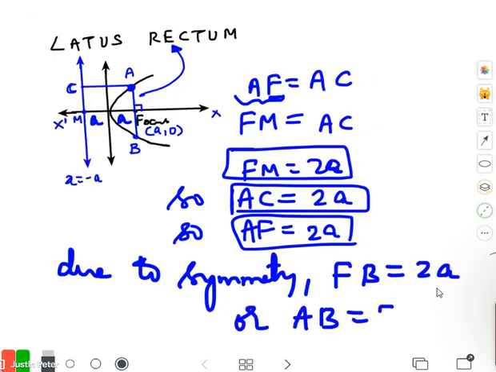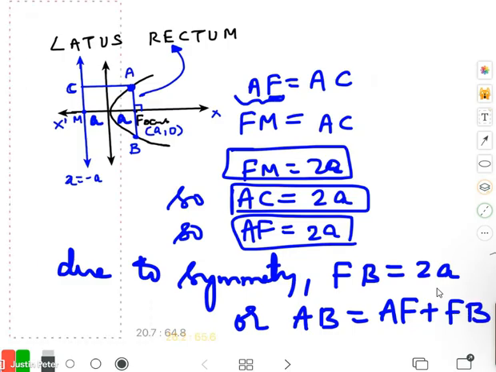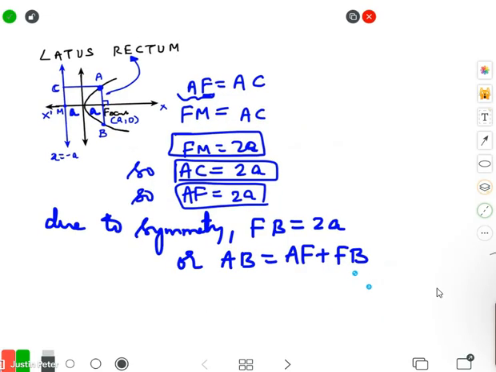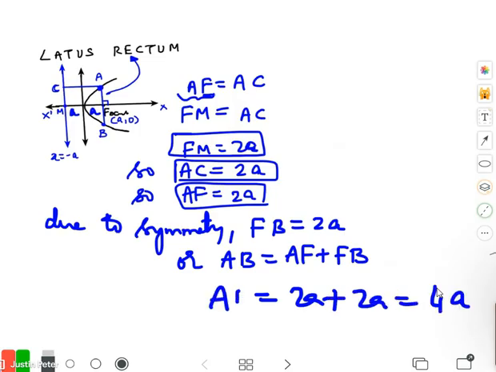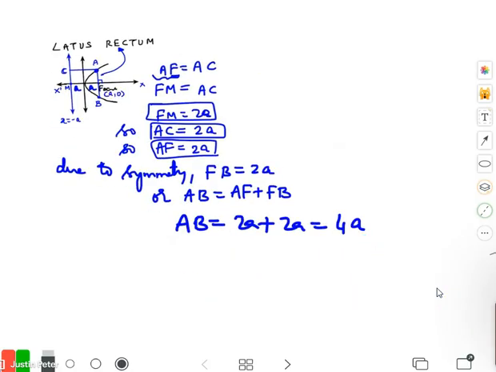Oh yeah. Okay. OA is not here, there is no OA. So AF plus FB is going to be what now? AB. Which is what? The length of the latus rectum. So for a parabola, the length of the latus rectum will be what? 4A. Yes.